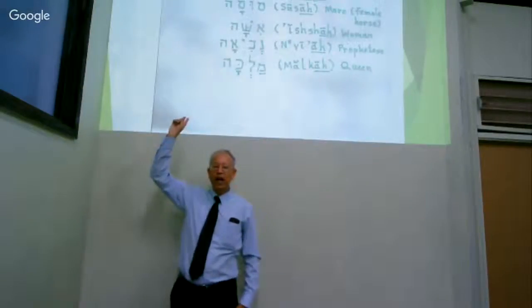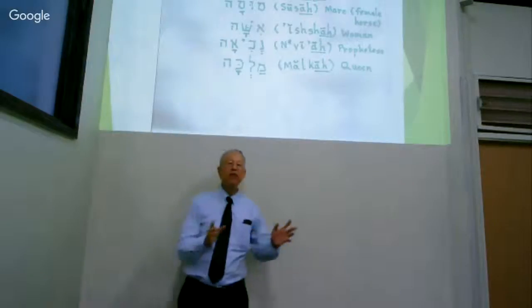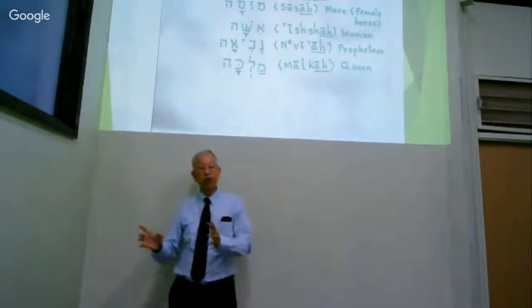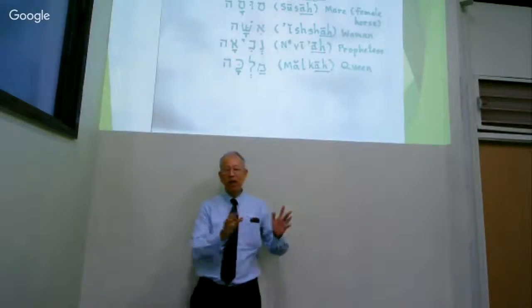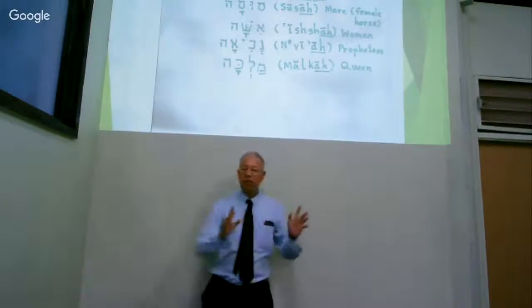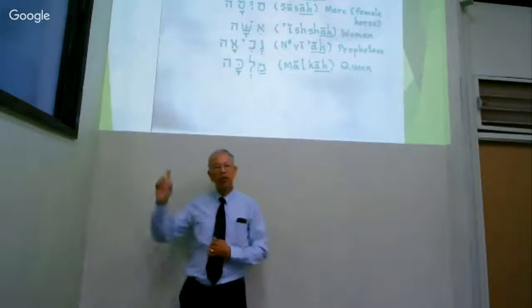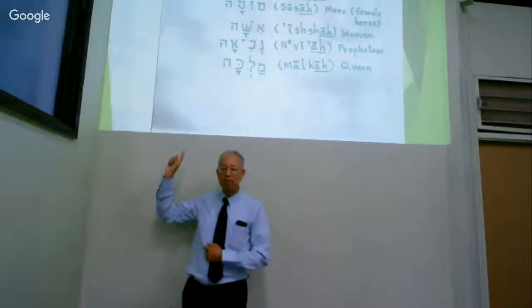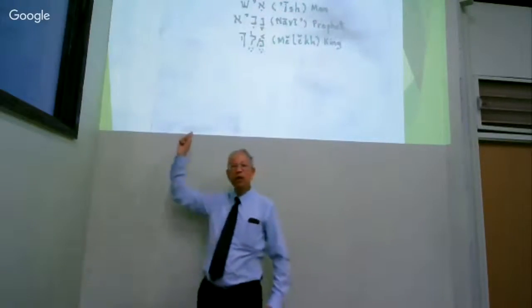Instead of having Naviya, you're saying Nebiya, because of the rush in pronouncing and stressing the last syllable, Nebiyah, which is prophetess.